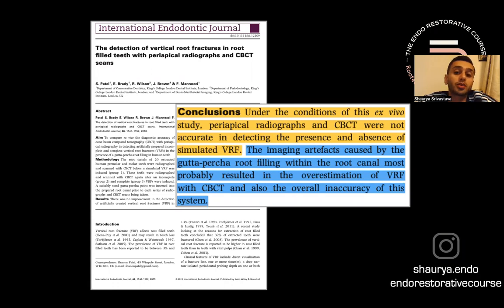And when you have root canal treated teeth, as we saw in the second case about surprises, they look well condensed even when they're not, and they also pose as artifacts and cause a lot of scatter. So the imaging artifacts caused by gutta-percha, root filling within the root canal, most probably resulted in overestimation of vertical root fracture with CBCT. So they're quite inaccurate. You can have scatter which, due to the way it looks, might look like a crack line or a fracture, but actually is not.